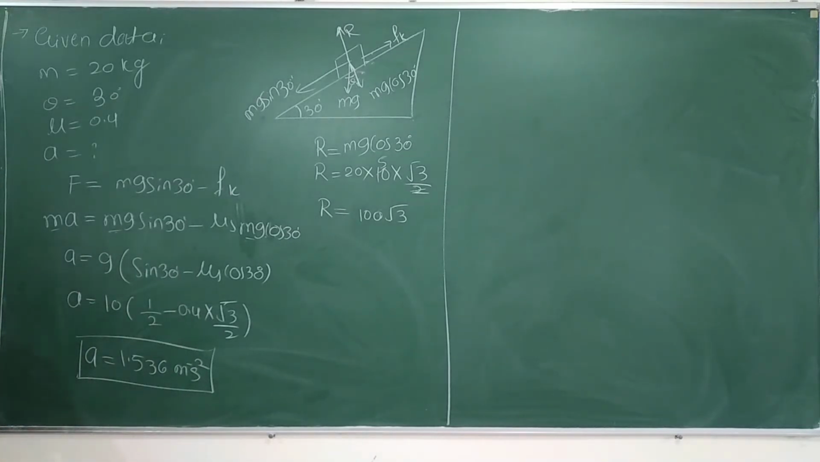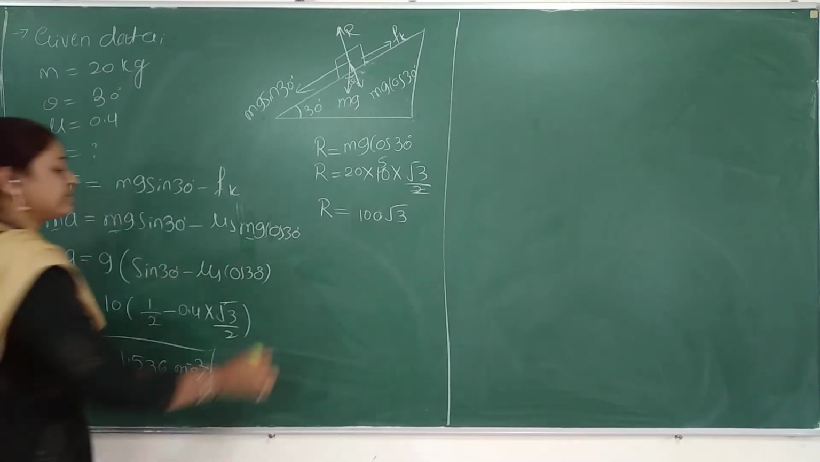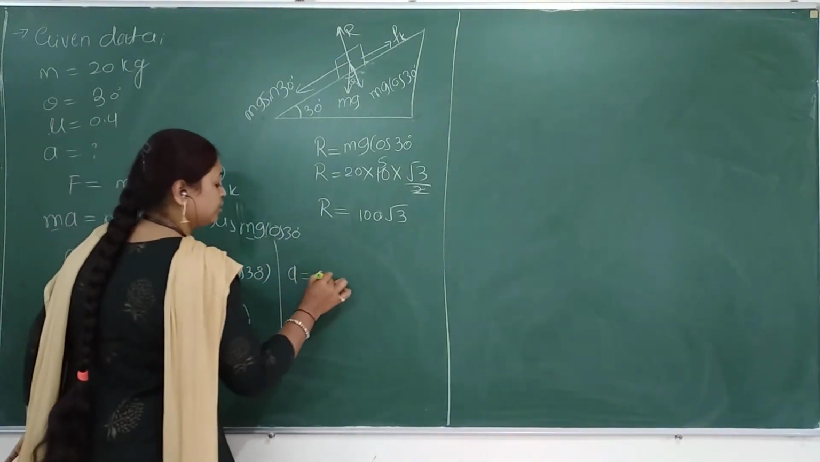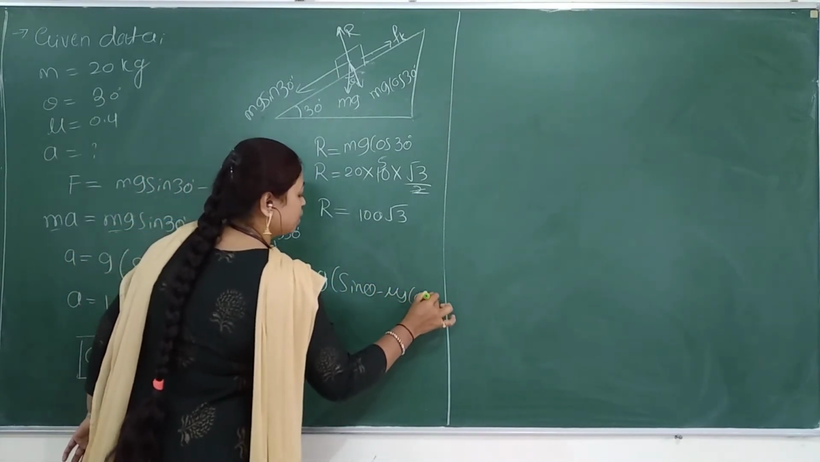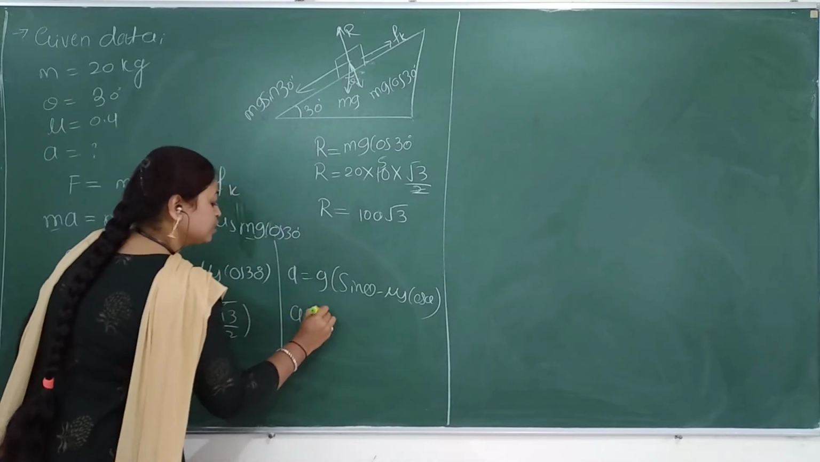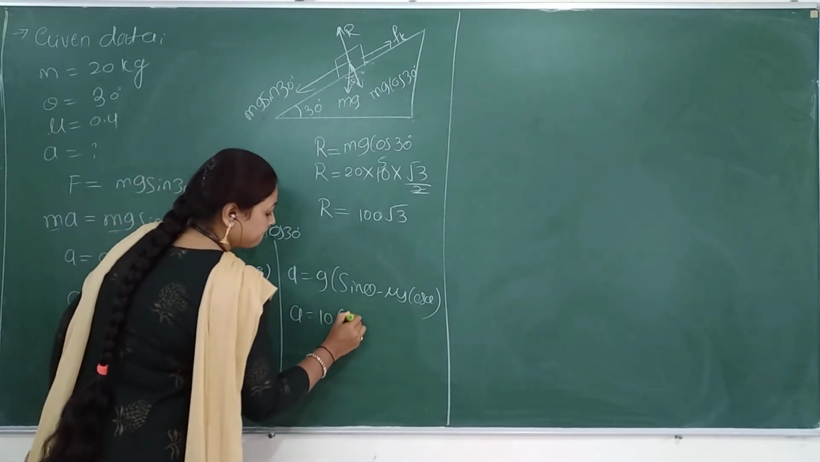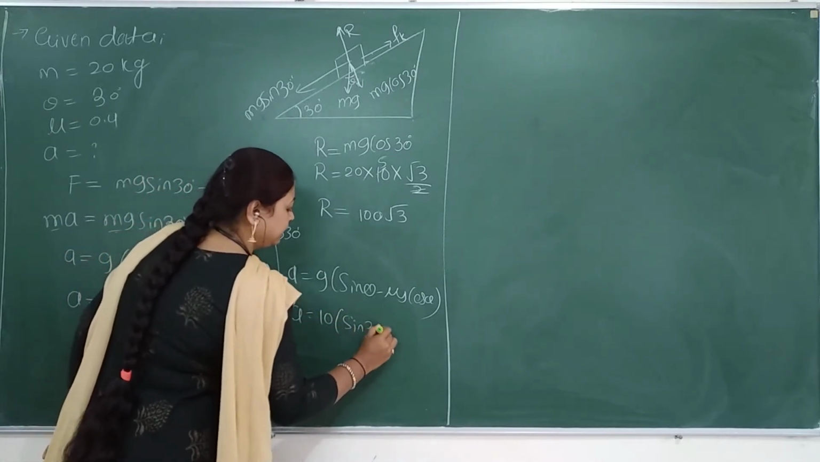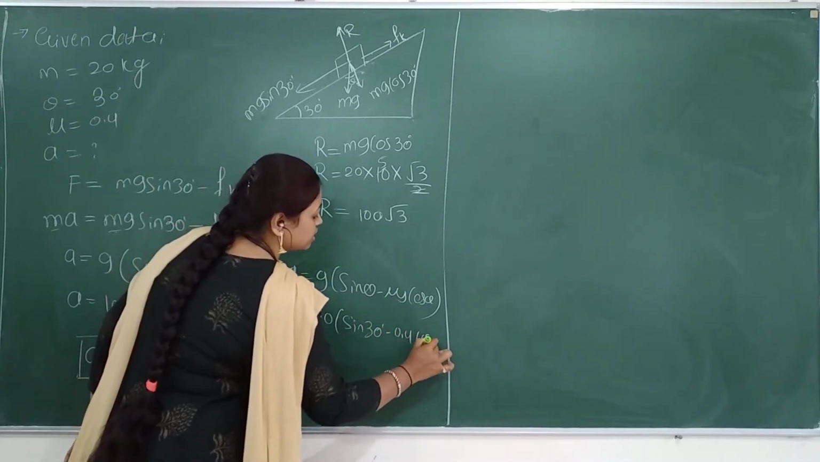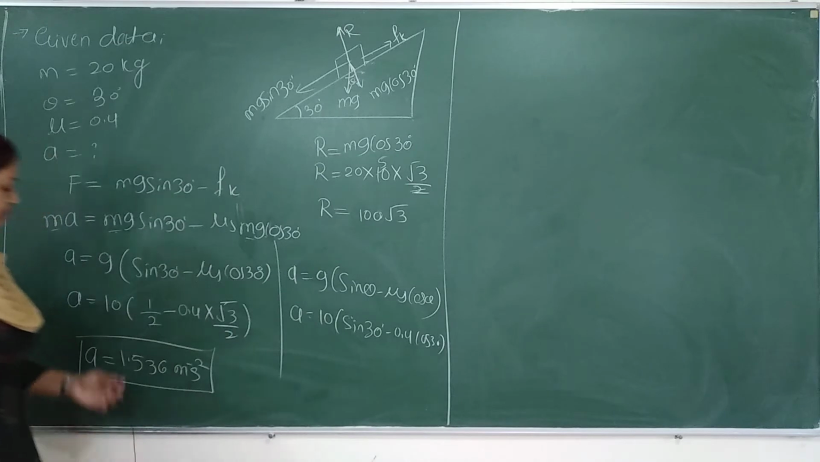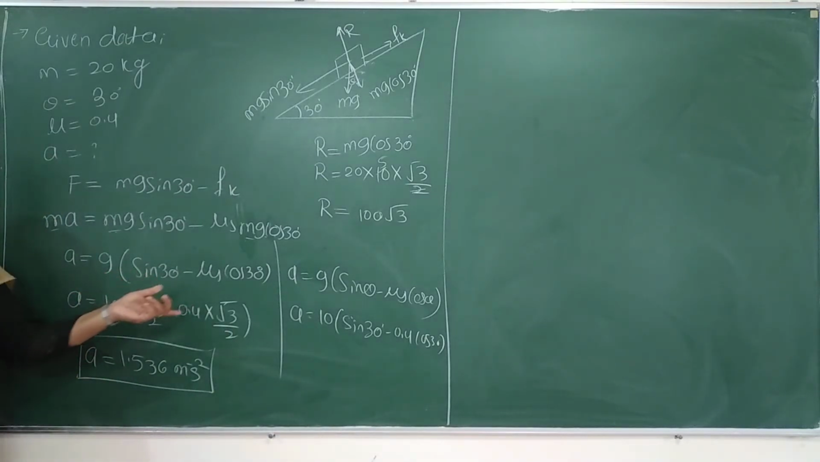Now take the next problem. This problem is clearly understood. Either way you get the same answer. If you know the formula, just write the formula here: a is equal to g into sin theta minus mu s into cos theta. Okay. a is equal to 10 into sin 30 minus mu s value 0.4 cos 30. The same thing you are getting there. Is it clear? Chalo. Next question.